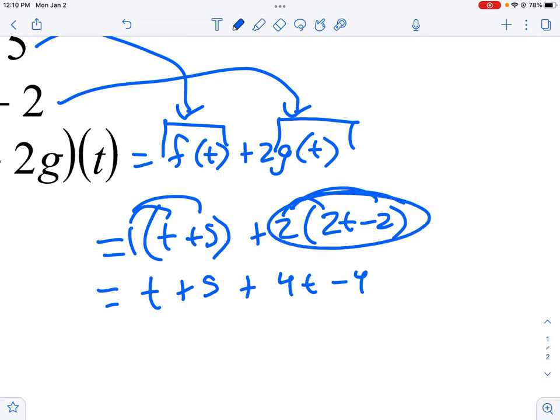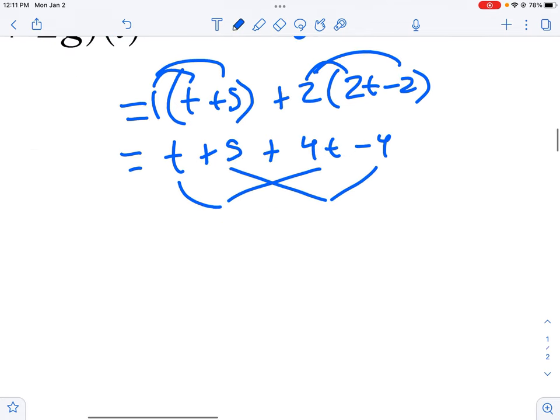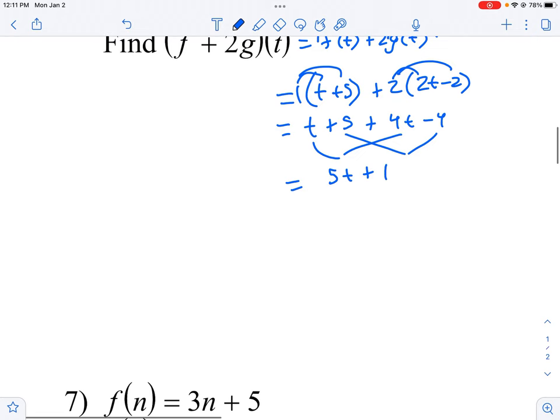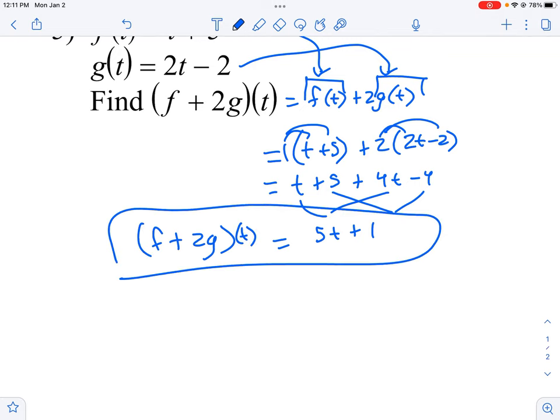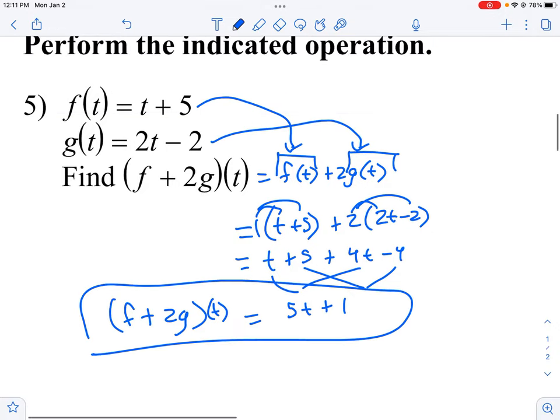And this is both of them being times by the 2 in front. So now we're going to do some combining like terms here. And those combine. T's go together, non-t's go together. And we got 5t plus 1. Awesome. And we did it. That's what's going on. You're going to do f plus 2g of t equals this thing. So that's what's going on.